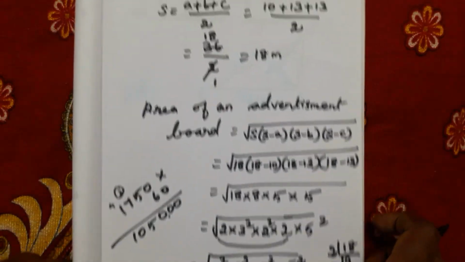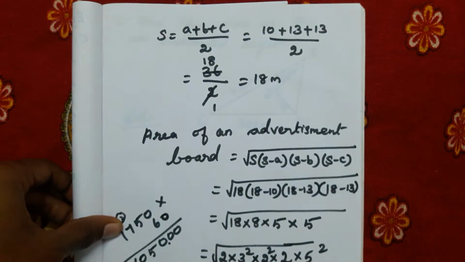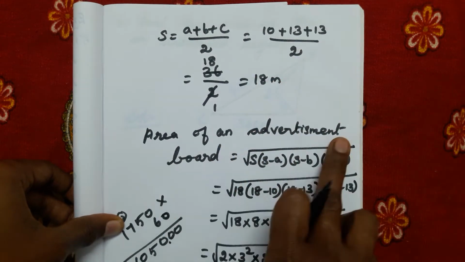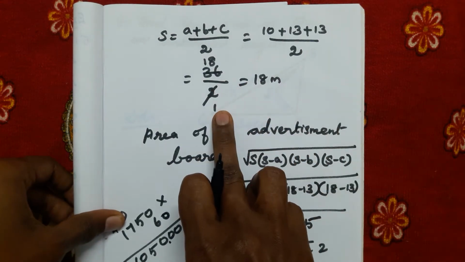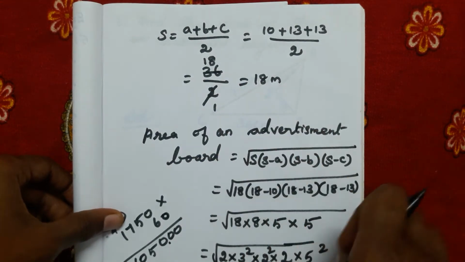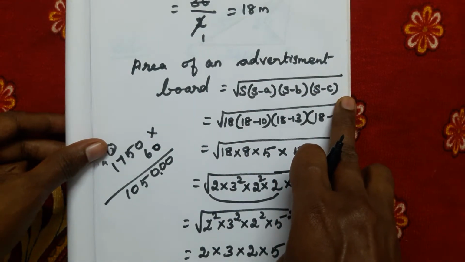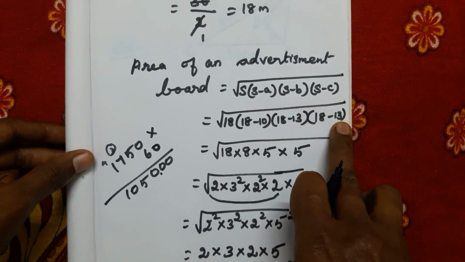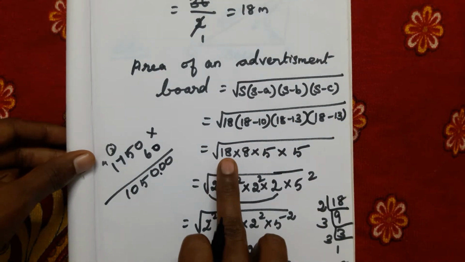Next, for finding the area, S is equal to A plus B plus C by 2. We have to find the total cost of painting, which means we have to find the total area of the advertisement board. For that, S is equal to A plus B plus C by 2, is equal to 36 by 2, is equal to 18 meter. Then the area of the advertisement board is equal to root of S into S minus A into S minus B into S minus C, is equal to 18 into 18 minus 10 into 18 minus 13 into 18 minus 13, is equal to 18 into 8 into 5 into 5.